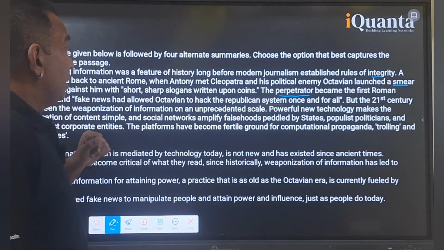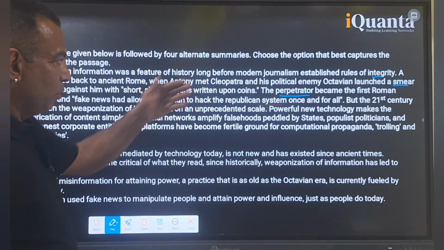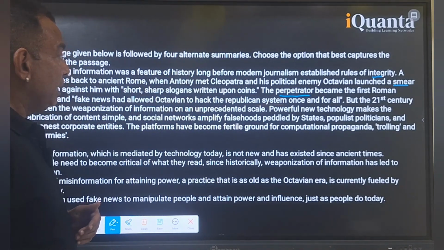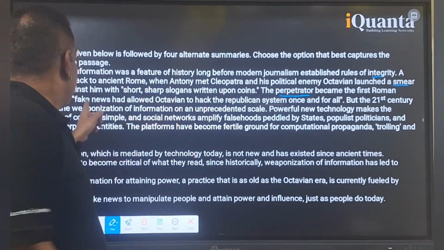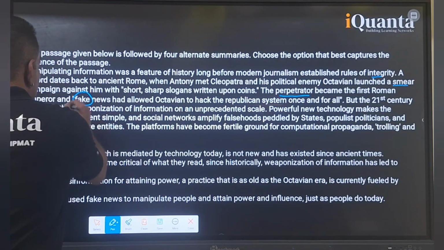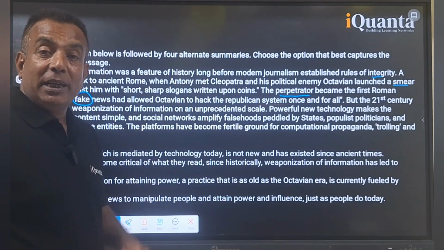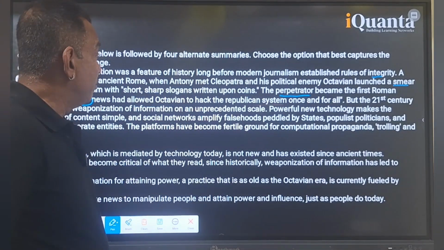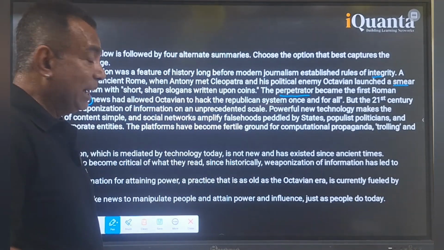Now, the perpetrator, they are talking about Octavian, who launched the smear campaign. He became the first Roman emperor. And the fake news, as you see here, fake news, which was not true, that allowed him to take control of the republican system. He hacked into the republican system and took control.